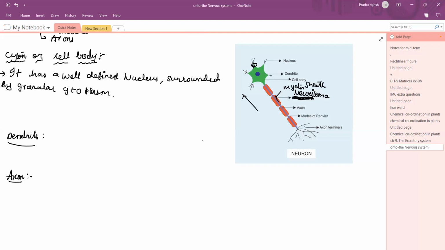This neurolemma produces some gaps, also known as nodes of Ranvier. The gap between the axon terminals and dendrites of another neuron is called a synaptic cleft.